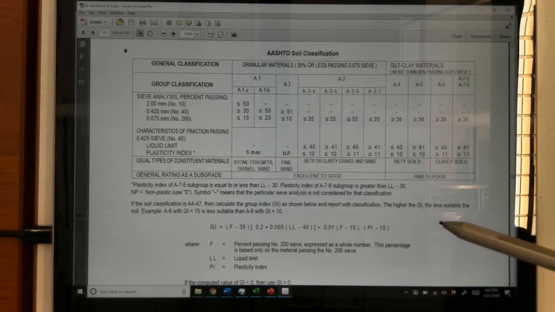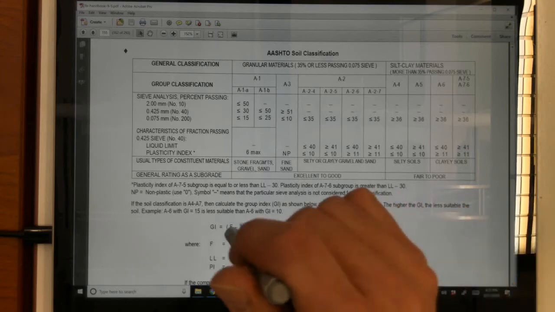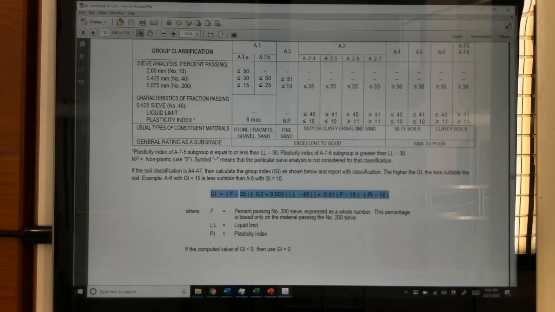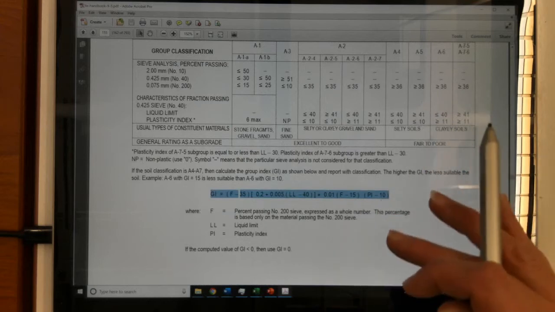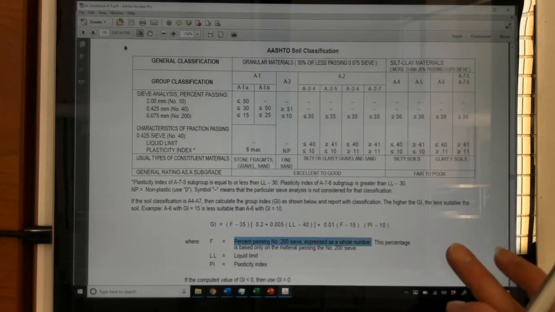And in order to go into this table, you're making use of this equation down below, which is the group index, I think, is GI. So look for that equation. Again, I think they have to give you basically all of the things that you would plug into there.